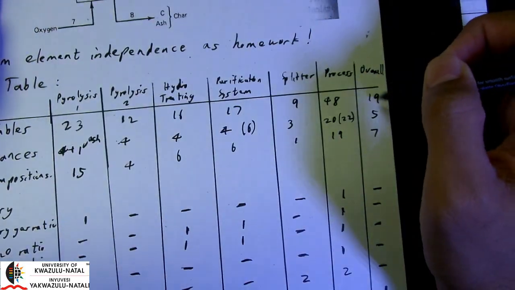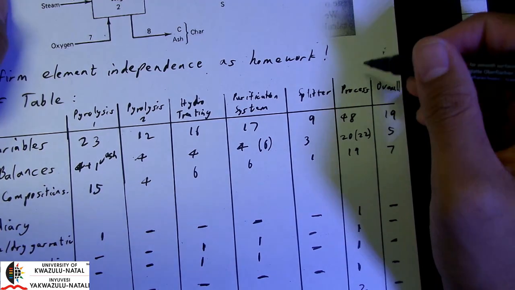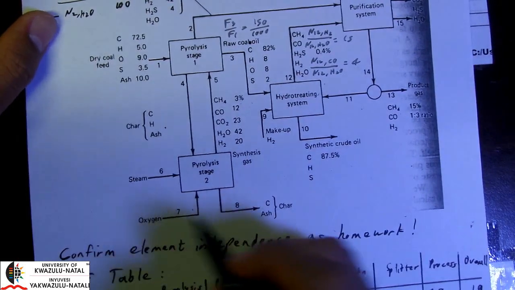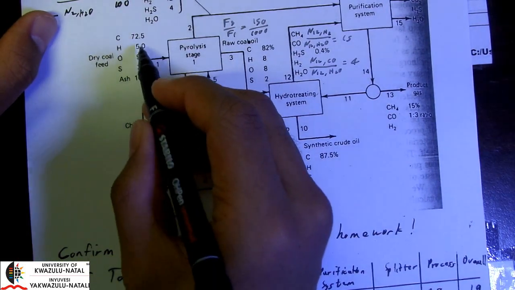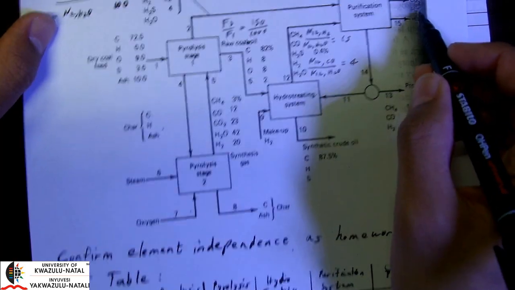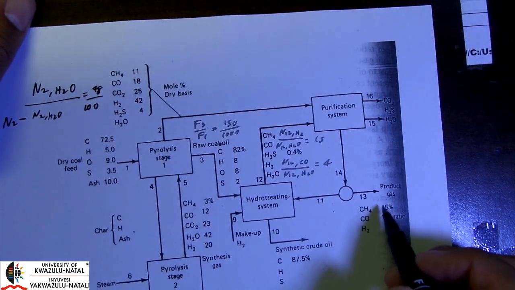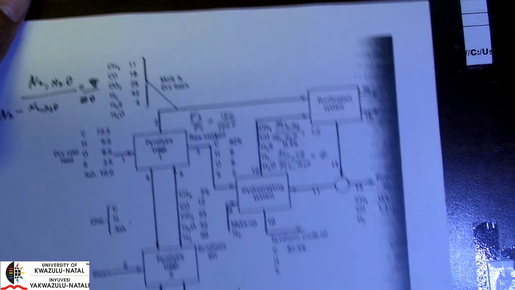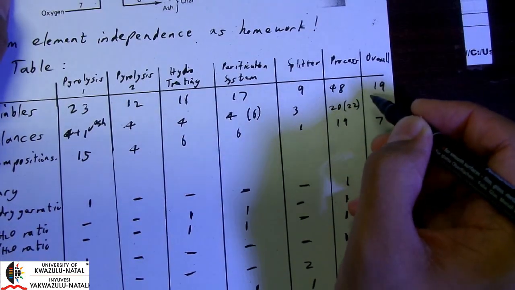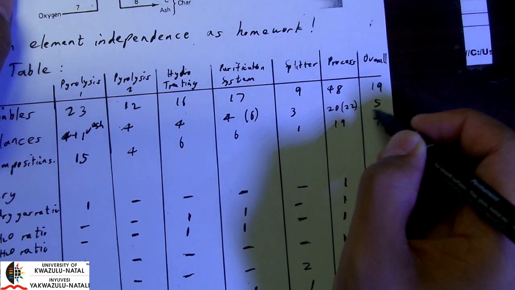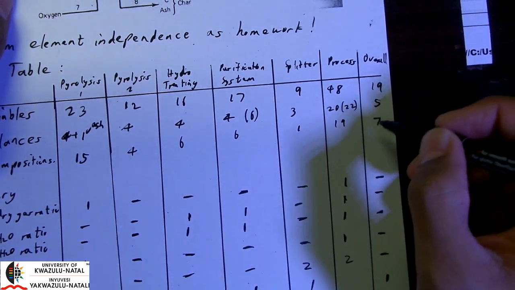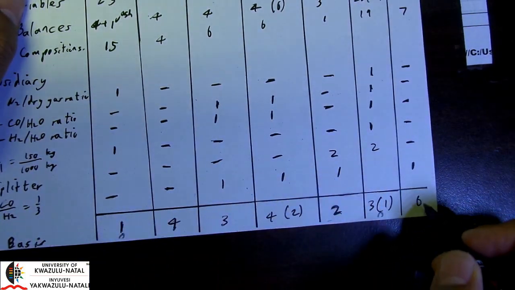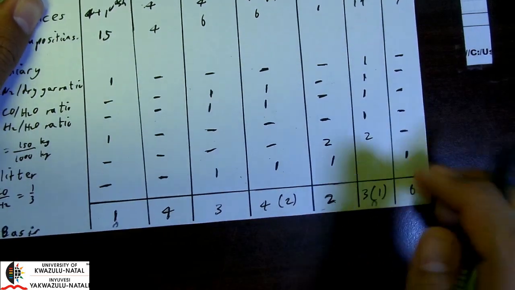And remember, for our overall balance, we take into account only our outer streams. Okay, so we can count here. We have 19 variables. 4 elements plus an ash balance, so that's 5, and some specified compositions and a split ratio. That gives us a degree of freedom of 6.